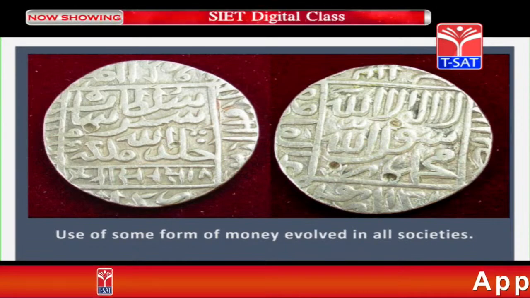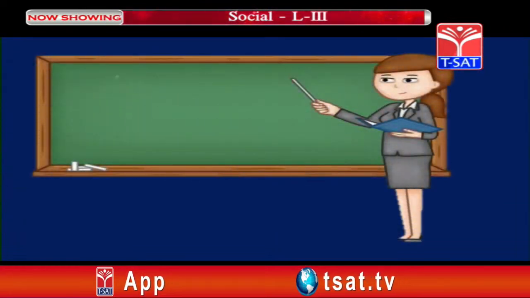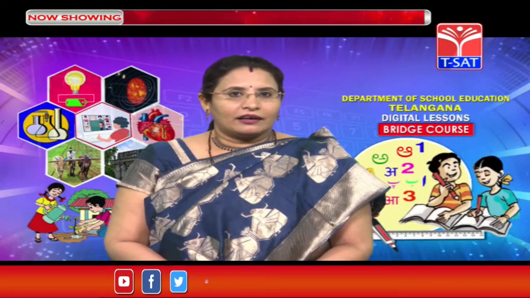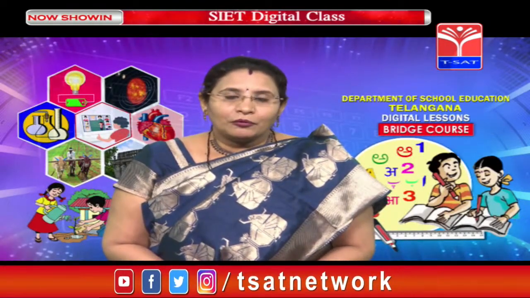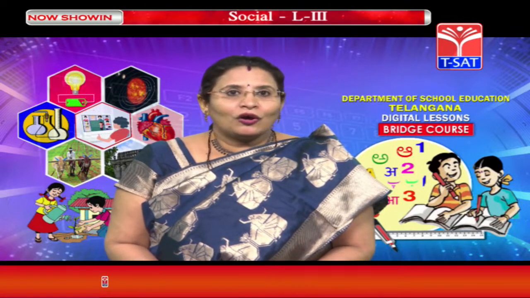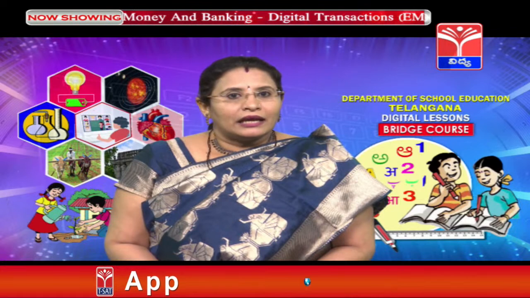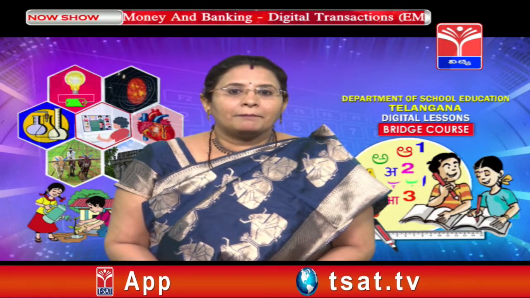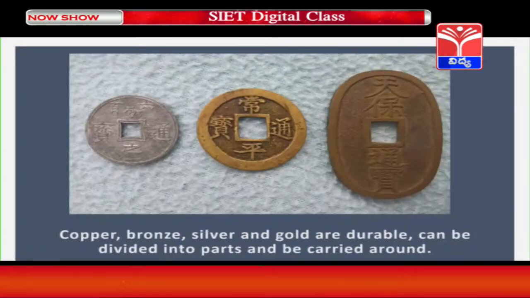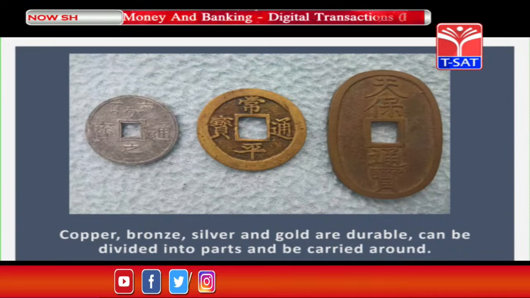And there are different forms of money which evolved in the society. So, children, now let us learn about the evolution of money. Children, if you look at our currency, you have some notes and coins. But in the olden days, it was not like that. Yes, in the olden days, some metals were used as a medium of exchange. And those metals were copper, bronze, silver and gold.